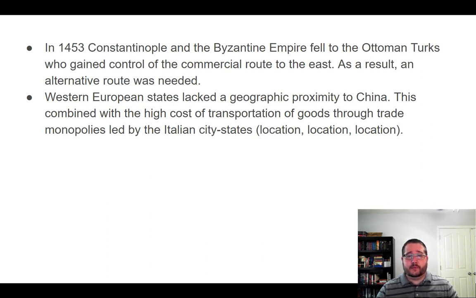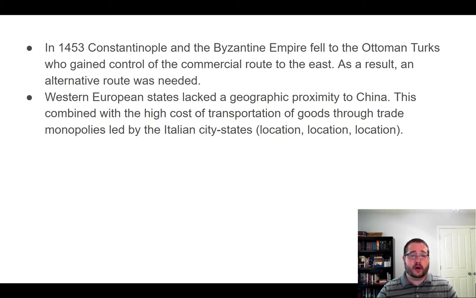And so you've got individuals like Ferdinand and Isabella, who are king and queen of Spain, who are looking for alternative routes to China. Western Europe lacks geographic proximity to China, and you've got huge barriers to overland travel, not just from the Muslim peoples, but also things like the Himalayas, the Gobi Desert, etc., that are huge barriers to safe and steady trade with this region.